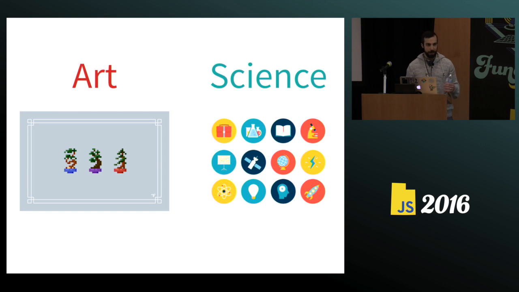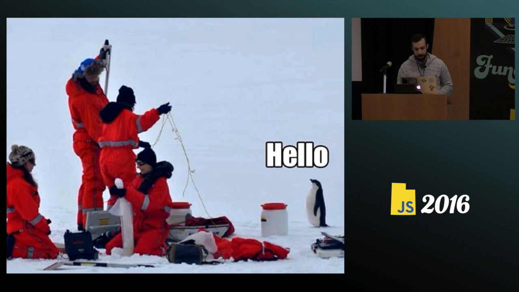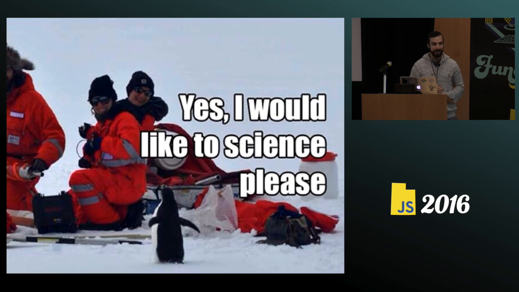I hear about two main metaphors to describe progression in software. One is software as an art. The other is software as a science. And I'd like to examine these a little bit. We will start with science, just like this penguin.